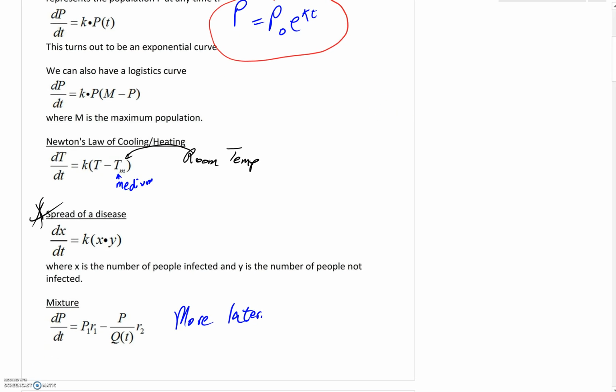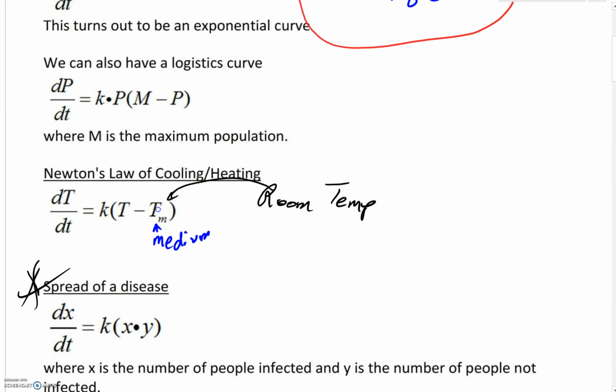We also have the logistic curve, where M is the maximum carrying capacity, also known as the maximum population. That, of course, is where we assume that our population does not grow without bound.